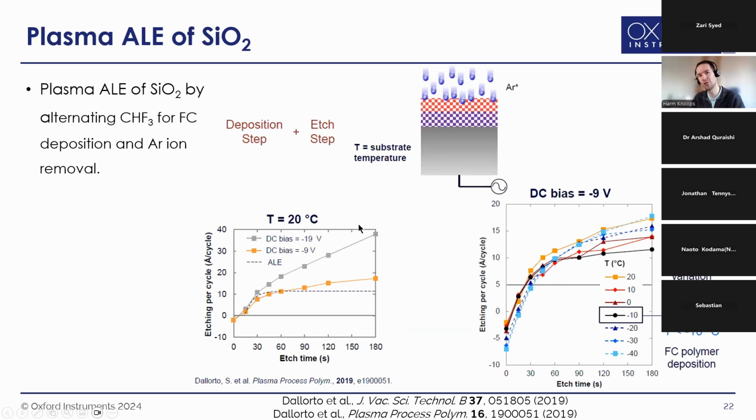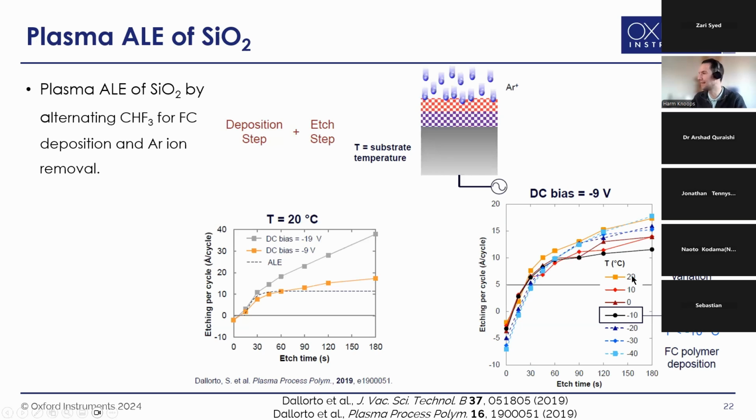In many of our etch systems, you can control the temperature quite well, and you can even cool the wafer below ambient. And we see here at 20 degrees, the 19 volts, which looked like there was no sputtering, looks like if you do it for quite a long time, there is still some sputtering. So it looks like the 9 volts is better if you want a more classical, purer, self-limiting ALE process. There's still a little bit of non-ideal continuous etching here.